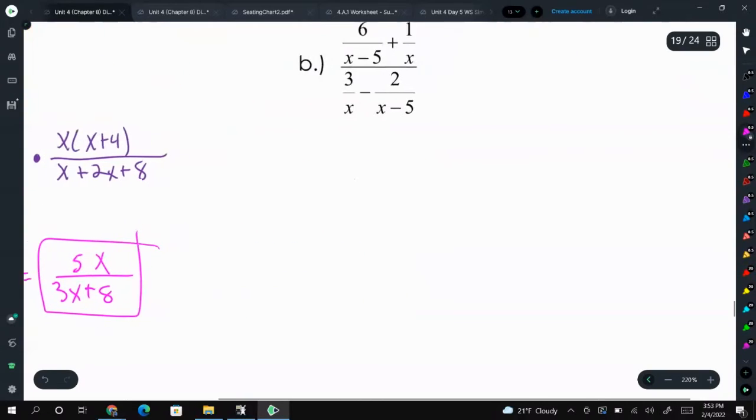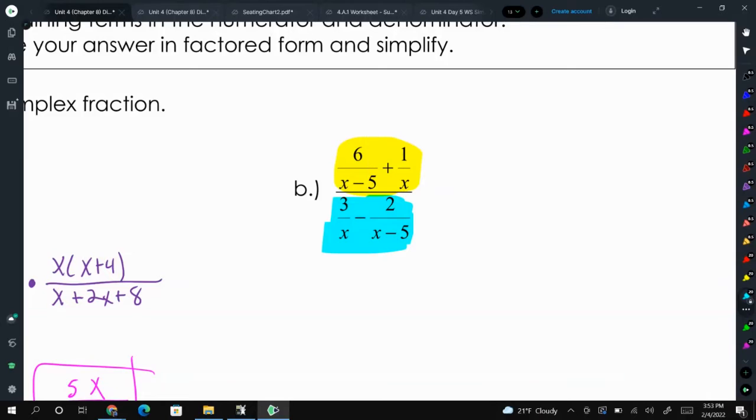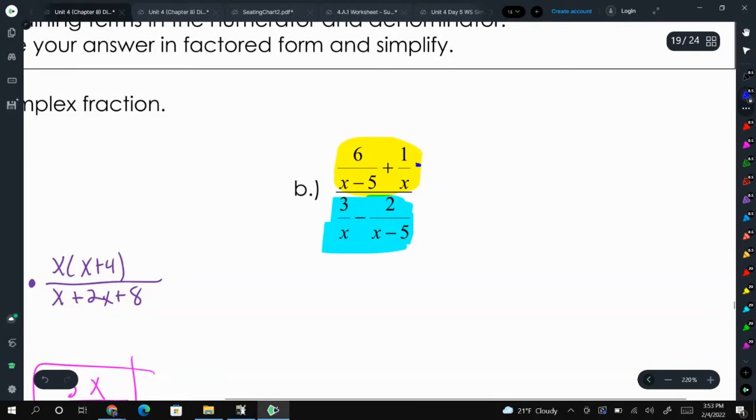If we look at letter B, we notice that we have in the numerator an addition symbol, and in the denominator a subtraction symbol between our two rationals. So I'm going to multiply this by x minus 5 over x minus 5, this one by x over x, and then in the denominator, x minus 5 over x minus 5, x over x.